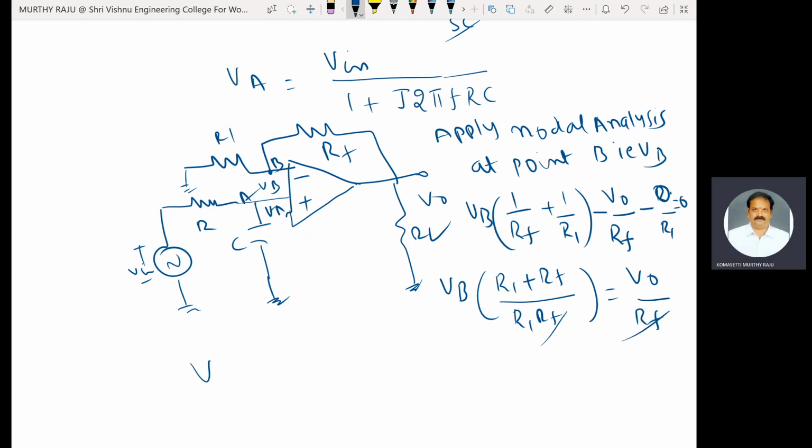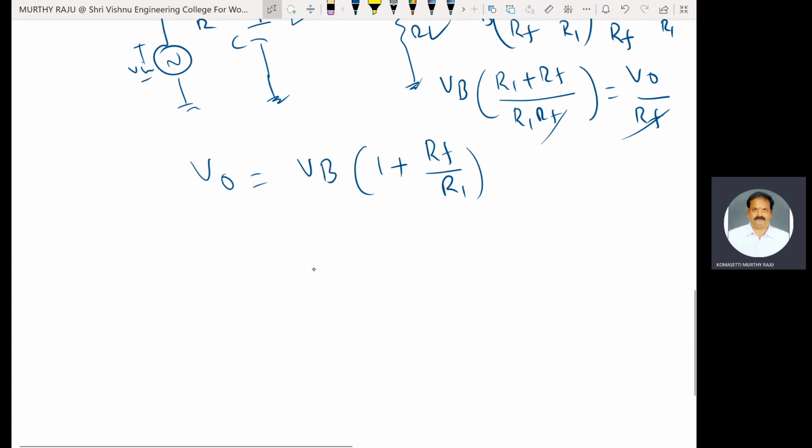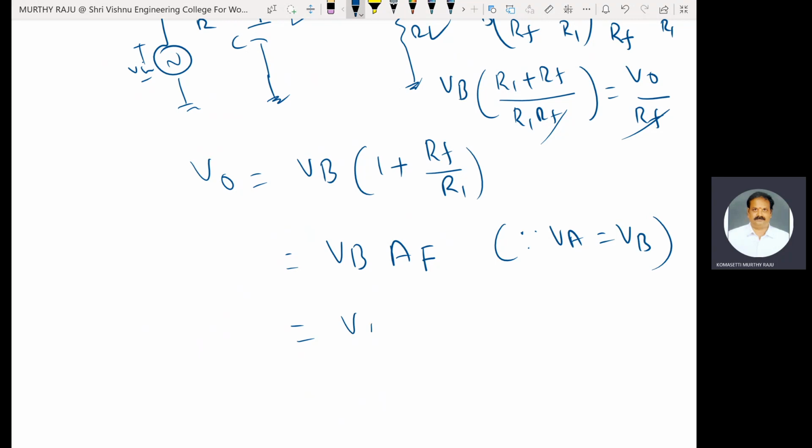RF is cancelled. Therefore, V0 is equal to VB into 1 plus RF by R1. But 1 plus RF by R1 is the gain of the op amp in non-inverting configuration, that is AF. We know that VA is equal to VB. Therefore, VB is equal to VA into AF.